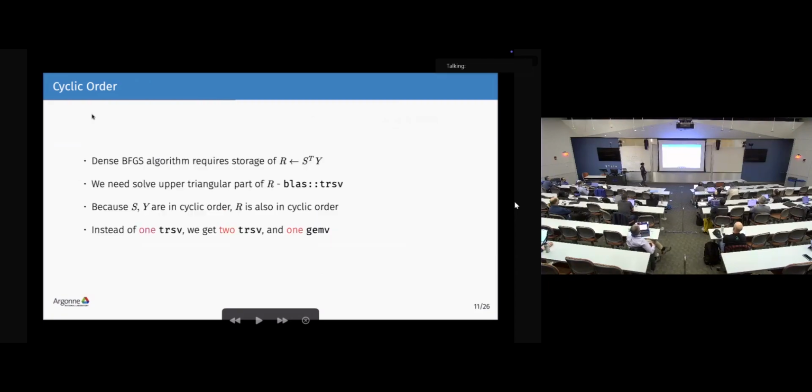So the dense BFGS algorithm requires you to have an R matrix, which is S transpose Y, as I showed in the last slide, and the algorithm requires you to do a triangular solve on the upper part of R. Because S and Y are in cyclical order, R is also in cyclical order, and instead of doing one triangular solve, we get two triangular solves and one GEMV.